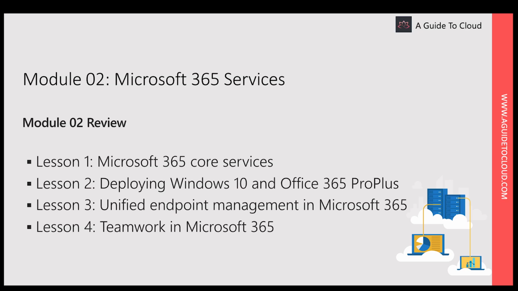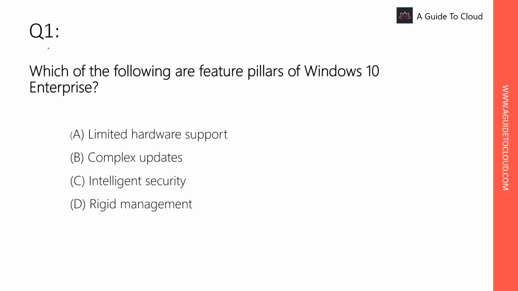So in this section, we are going to see questions from Module 2, which was around Microsoft 365 core services, deploying Windows 10 and Office 365, unified endpoint management, and teamwork. All right, let's look at the first question. Which of the following are feature pillars of Windows 10 Enterprise? I think in the first lesson of the last module, we went through a lot of features which come with Windows 10 Enterprise Edition. So let's find out which one that is.